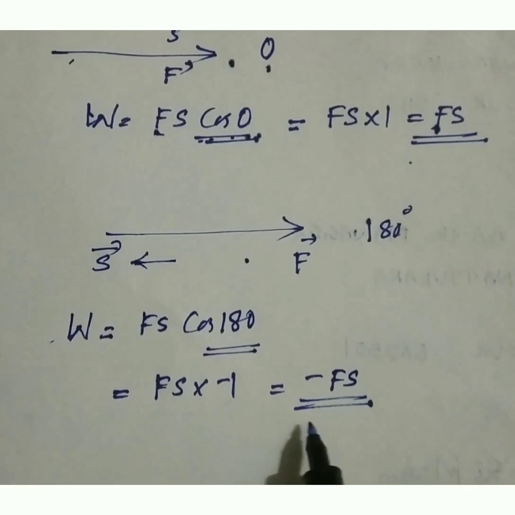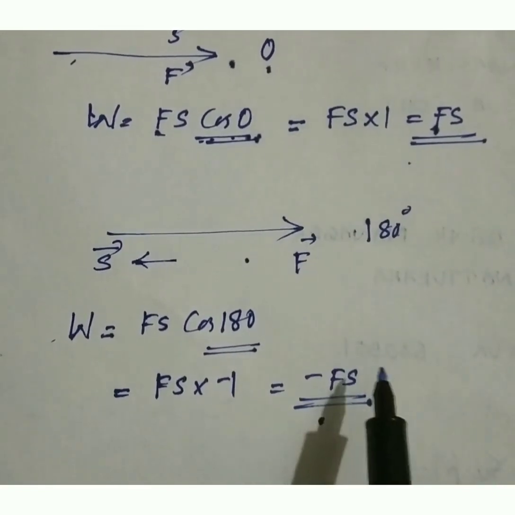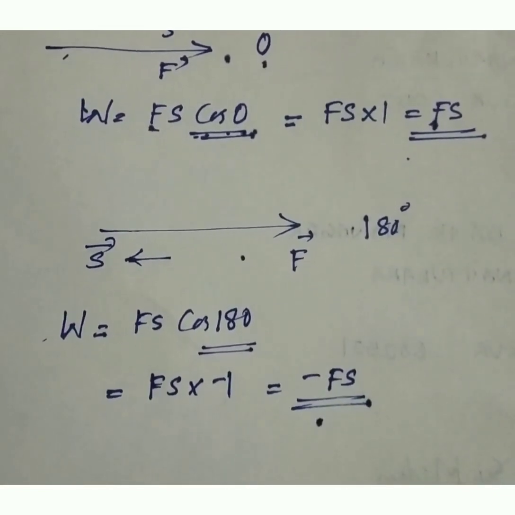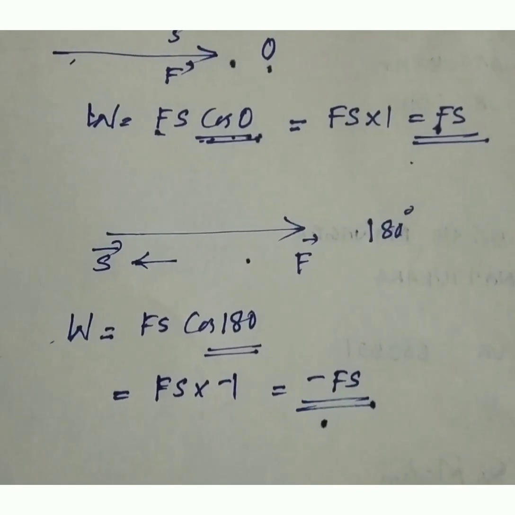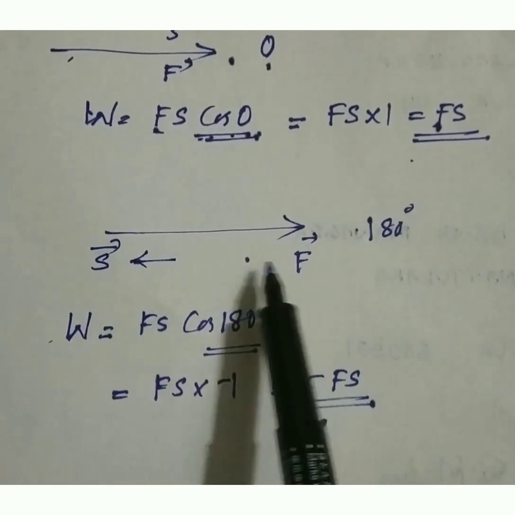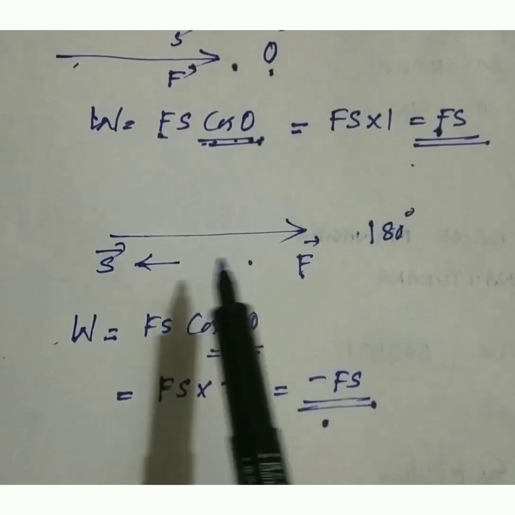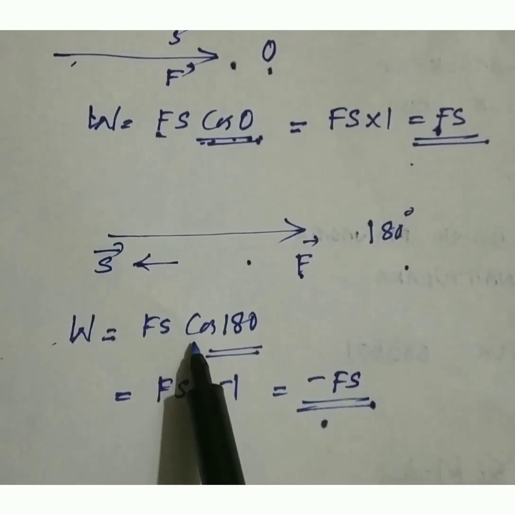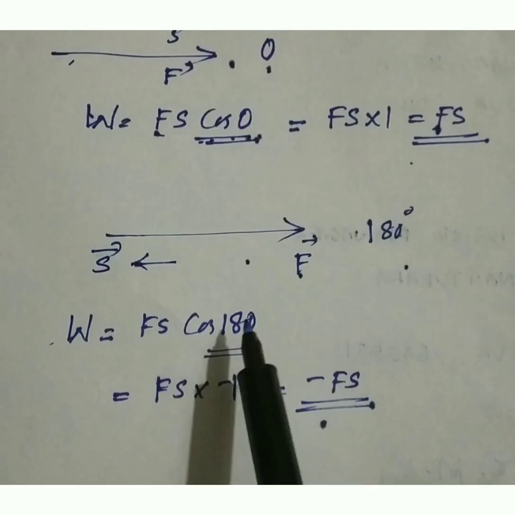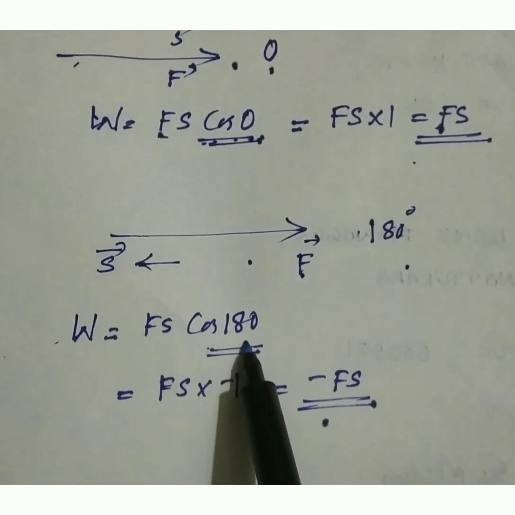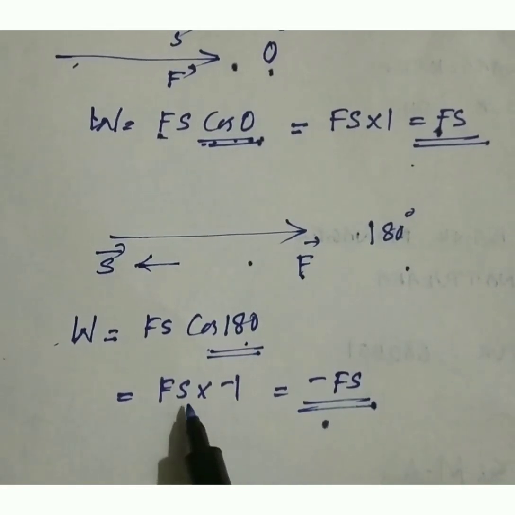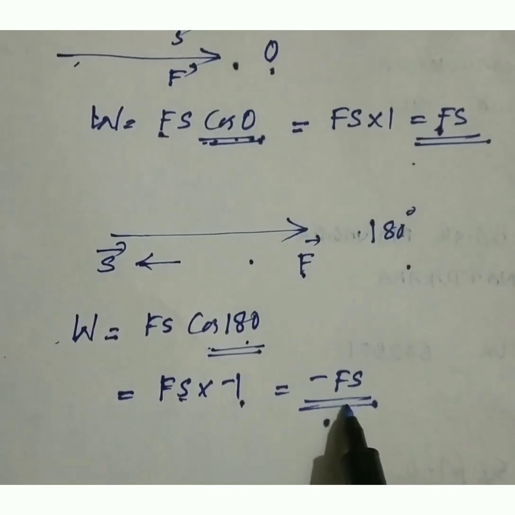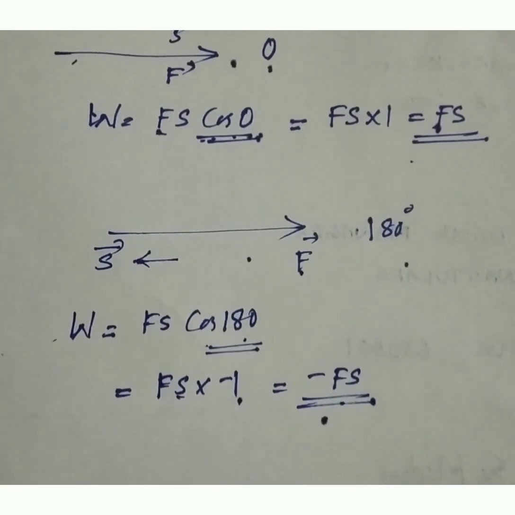Okay, so here work done is negative. We already studied that when force and displacement are in the opposite direction, work done is negative. So here force and displacement are in the opposite direction, so the angle between them is 180 degree. In trigonometry, cos 180 is negative 1. So Fs into negative 1, so negative Fs.